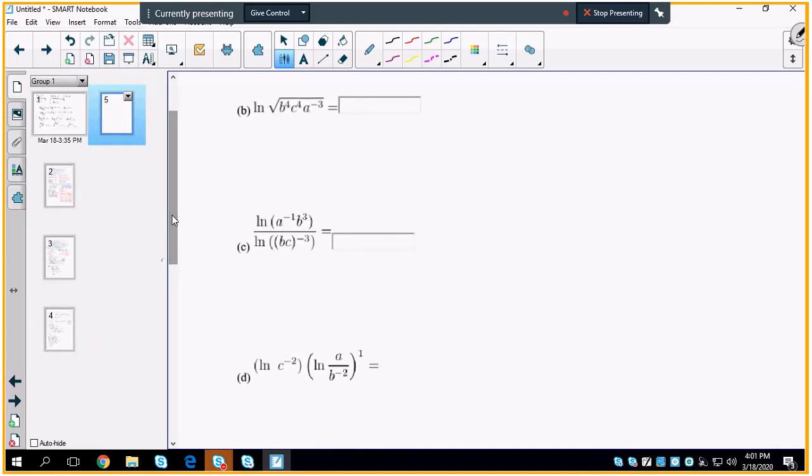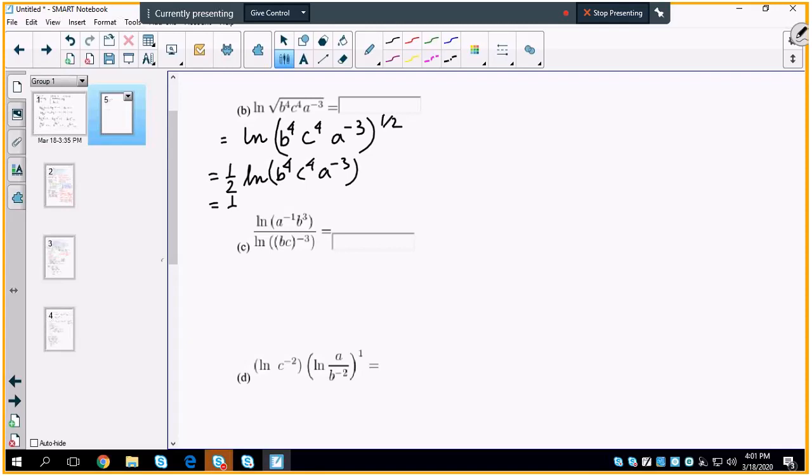So first write it as natural log of (b to the power 4, c to the power 4, a to the power negative 3), whole to the power 1/2. That's the square root. Bring it in front: 1/2 natural log of b to the power 4, c to the power 4, a to the power negative 3. And this is a repeated product rule, so I will keep all these terms inside parentheses.